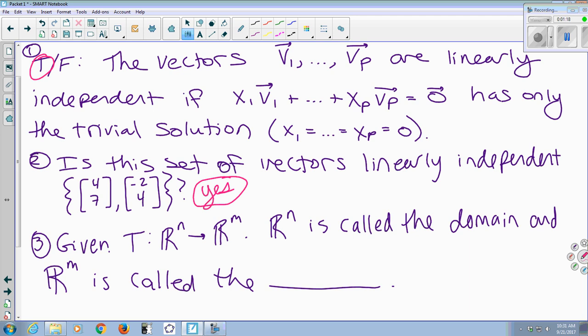So those are both questions from 1.7, and then I got a good one from 1.8. If T is a transformation, which is just a fancy word for function, right? Goes from Rn to Rm, then Rn is the domain, and Rm is called the codomain. Really good. Which is a little bit different from range, right? So we'll talk about the difference between codomain and range in the lesson.